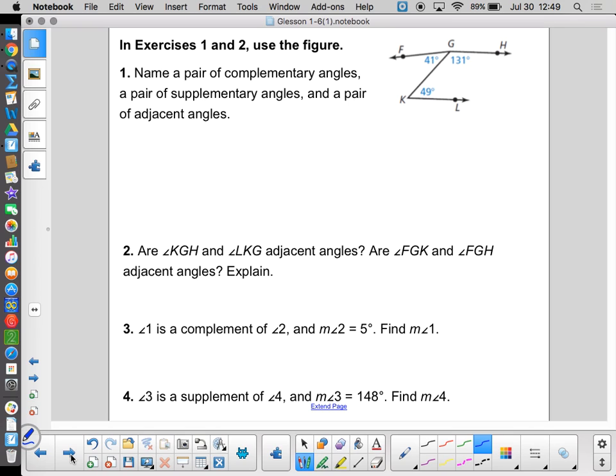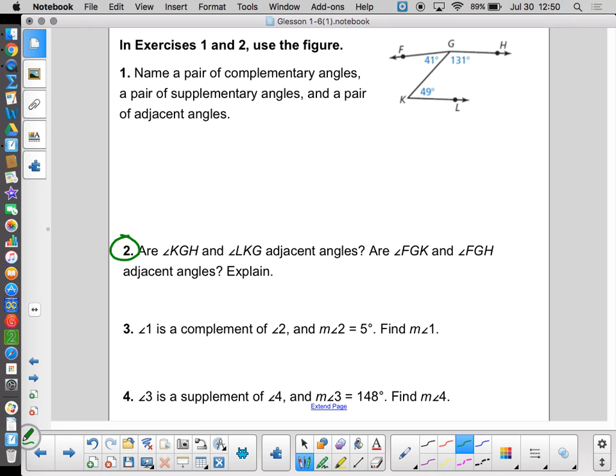Basically the same idea on this page. These are good ones for you to go ahead and work on in your notebook. In fact, I'd like to see them completed in your notes. They're fairly straightforward. The only one I really want to look at as a group here is number 2.